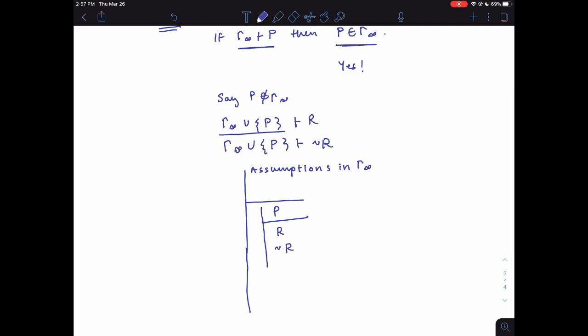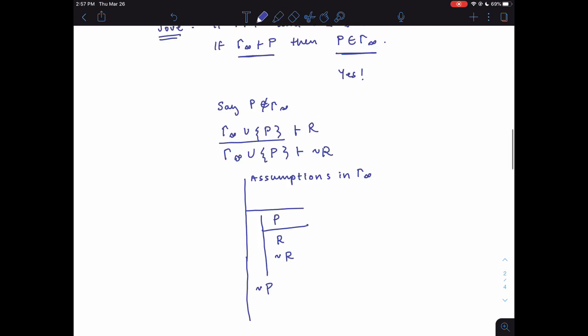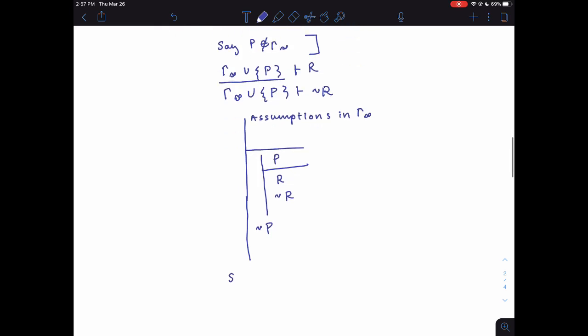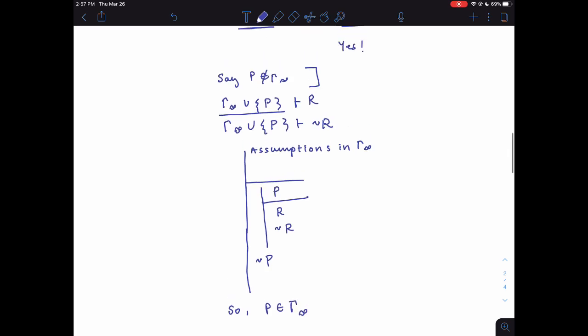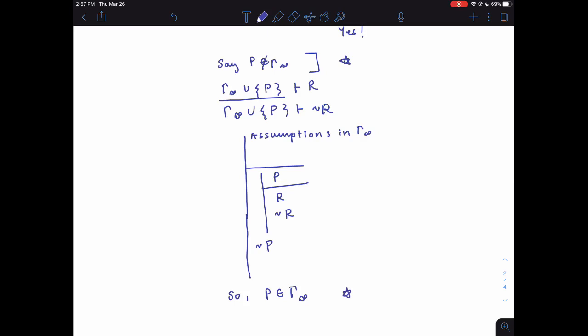But then we can use negation introduction to get not P, right? So what this proves is that gamma infinity union P allows you to also get not P. Therefore, if you assume that P is not a member of gamma infinity, then gamma infinity is not maximal consistent, right? Because it has a contradiction in it. So P must be a member of gamma infinity. We did a reductio argument where we assumed the opposite of what we wanted. We got a contradiction, and that allowed us to get what we wanted to show.